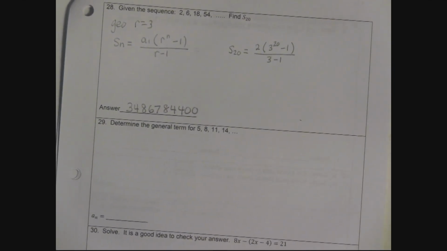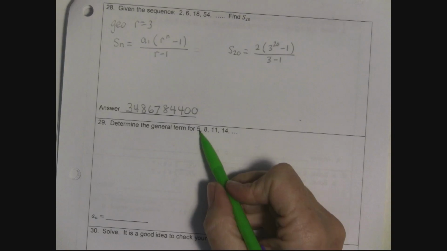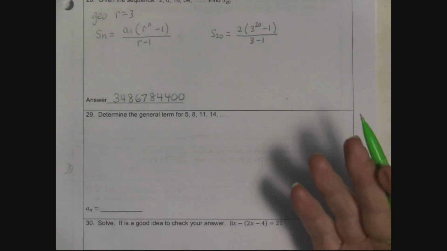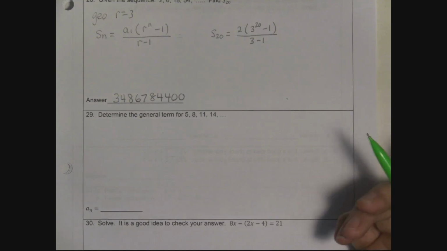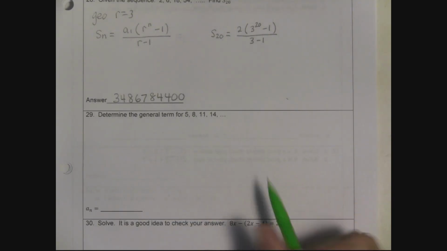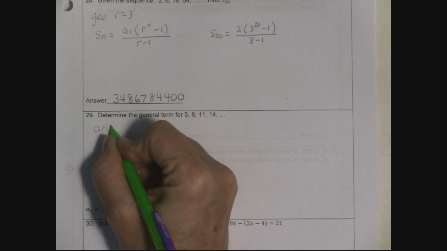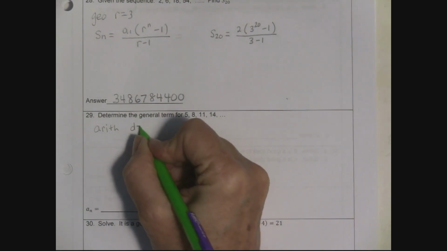Okay, now it's gone. Okay, determine the general term. When anyone asks me for the general term, I ask myself, is it arithmetic or is it geometric? And it looks like it's add 3. And certainly it is. It's add 3. So it's arithmetic, and the d is 3.